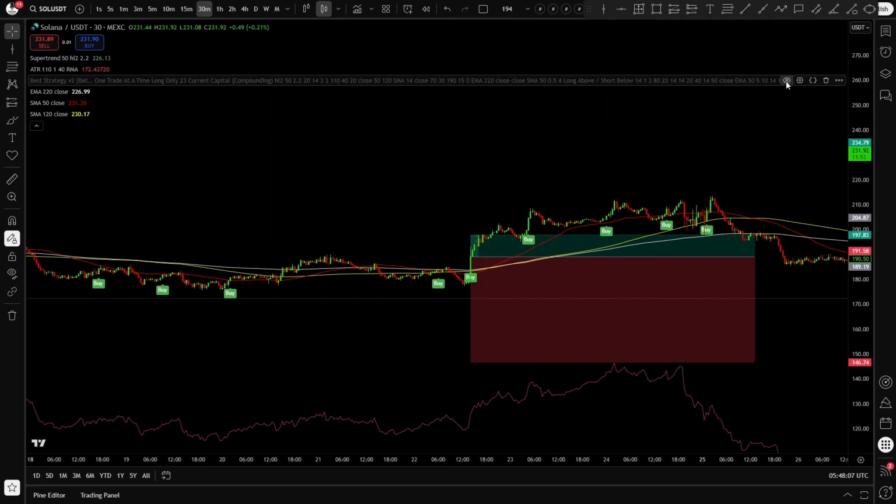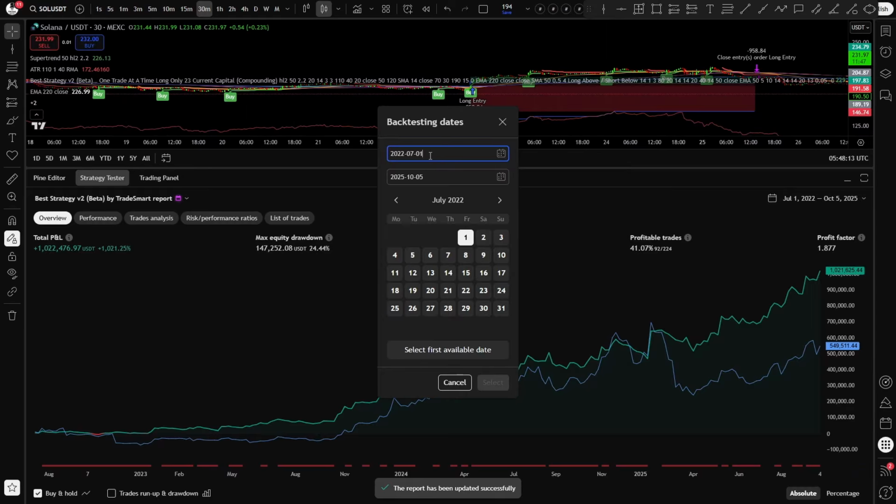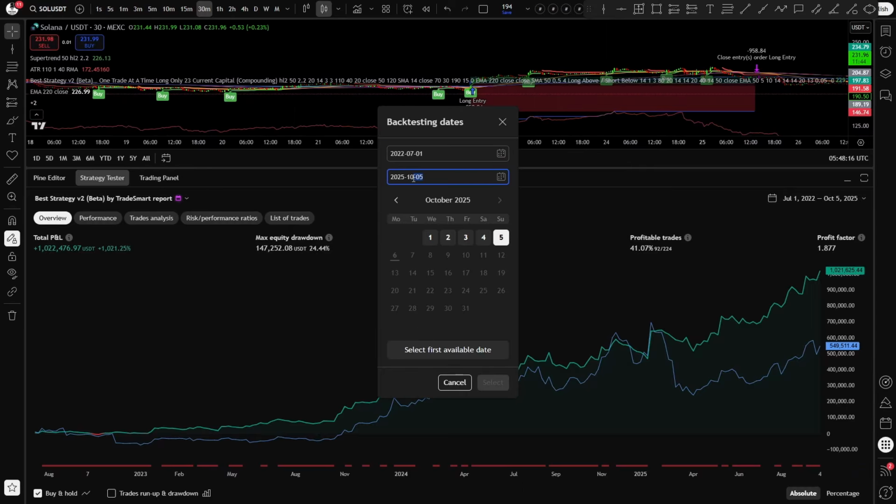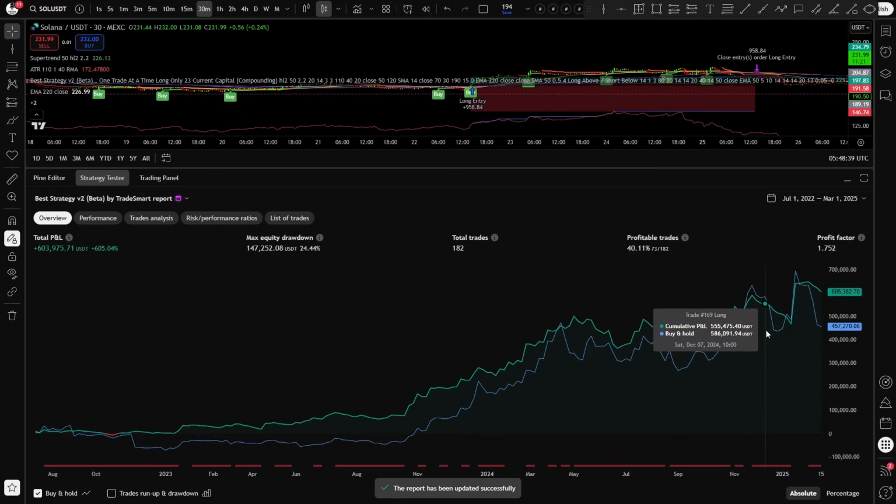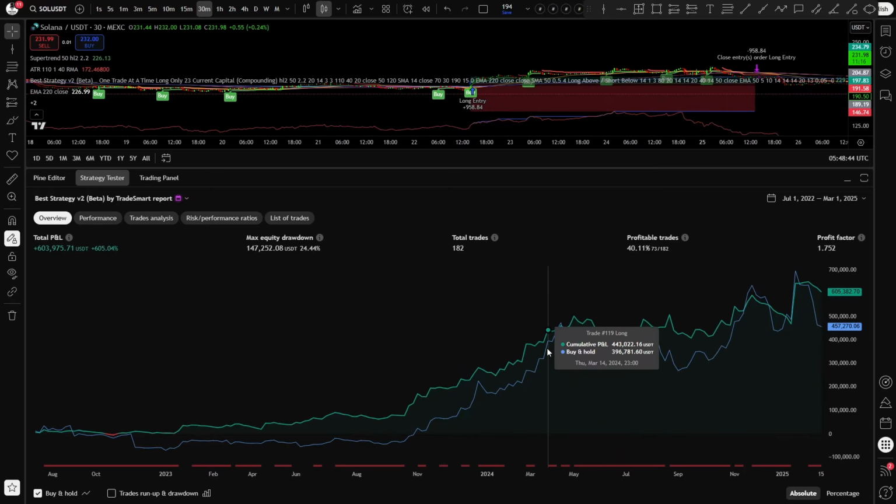Okay, let's see the backtest results. So the optimization date range, the date range from until which I optimized this strategy for, is starting at the 1st of July 2022 and ending at the 1st of March 2025. In the optimization date range, which is around a 3-year period, we got 182 trades, 24% maximum drawdown, 605% net profit with a 40% win rate and a 1.7 profit factor.